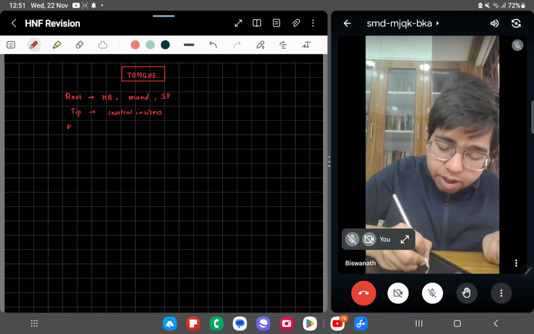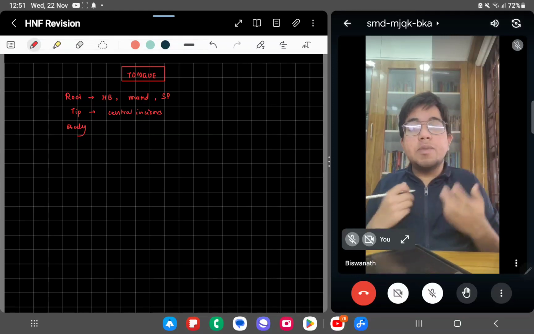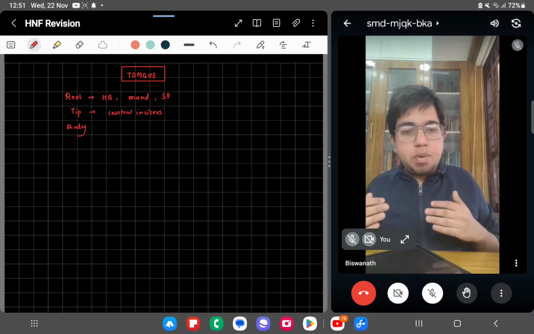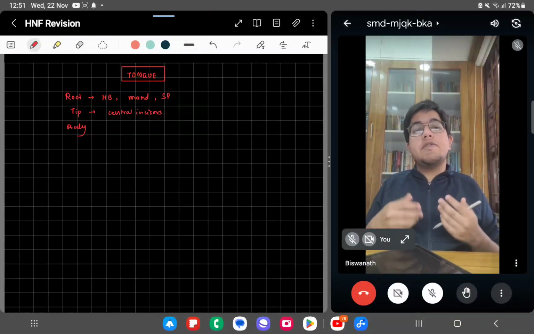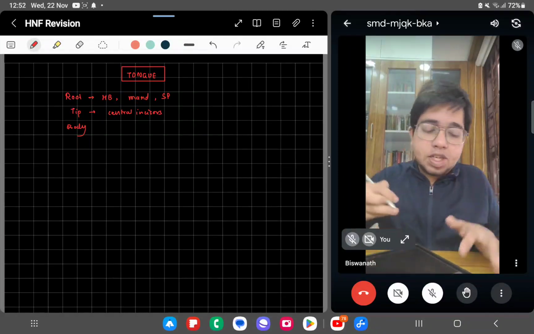And you know the body of the tongue. What is the body of the tongue? Talking about this root, tip, and the body, let's talk about what are the different parts of the tongue. What is your foramen cecum? What is the sulcus terminalis? Let's talk about these parts.